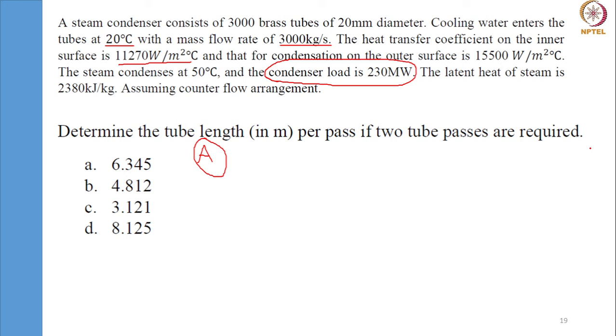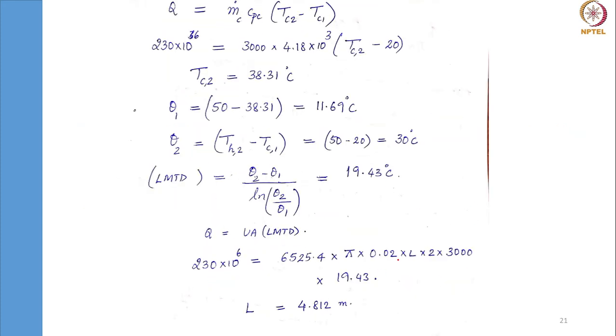Is it 38.25 degrees Celsius? Yeah, that is fine. So I'll quickly go through the solution. Again, we know the heat load on the heat exchanger as 230 megawatt. That equals m dot Cp times delta T of water.